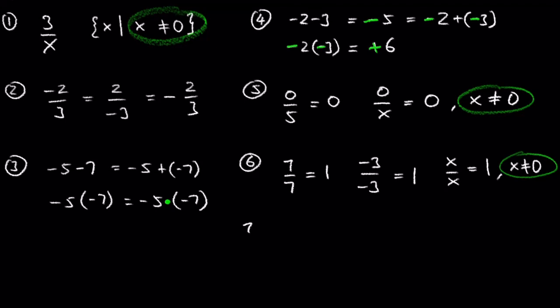Seventh, any number divided by 1 is the number. For example, 8 over 1 is equal to 8. 15 over 1 is equal to 15. X over 1 is equal to x.